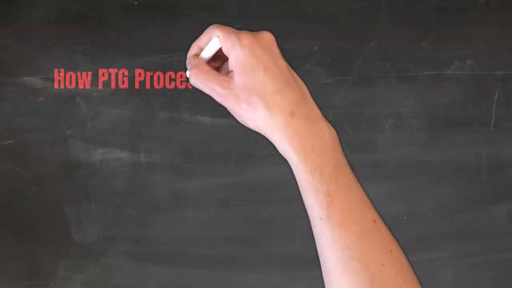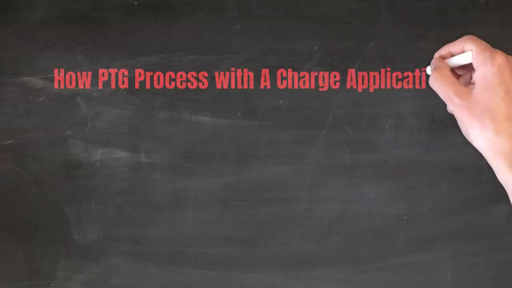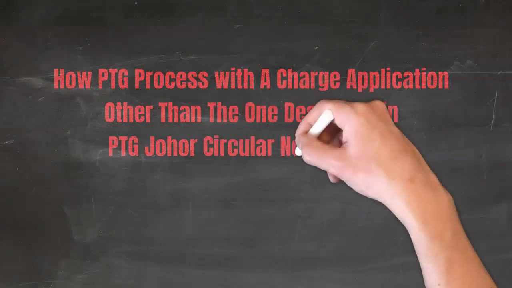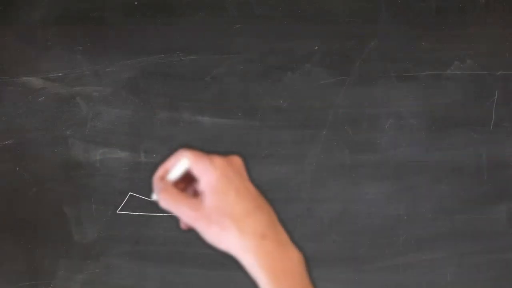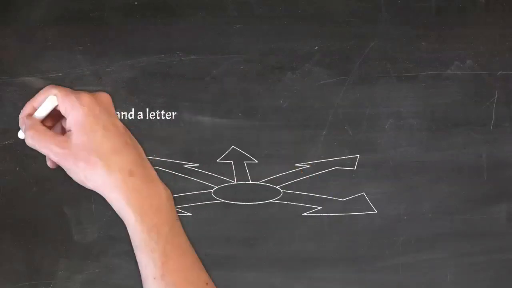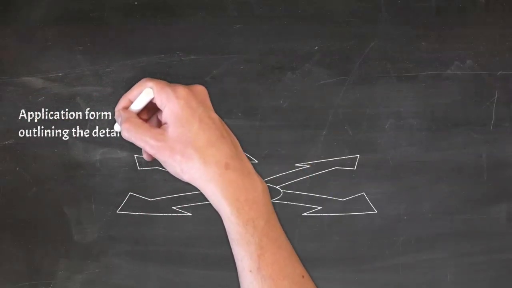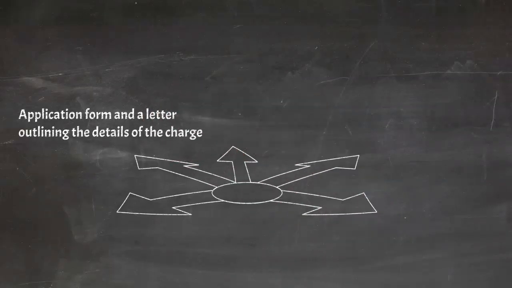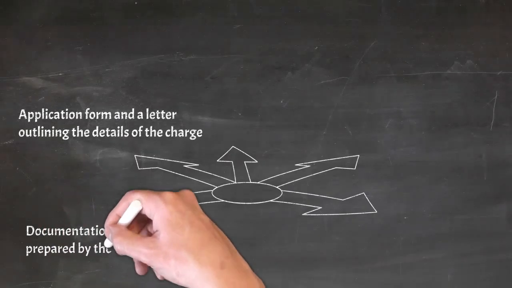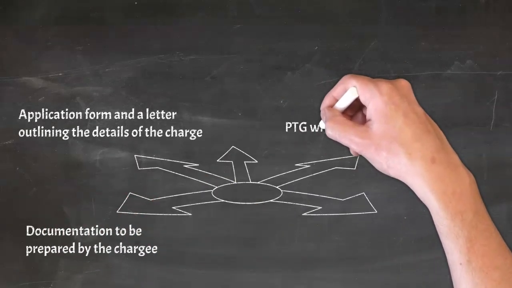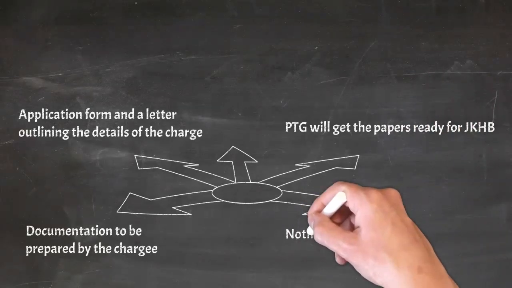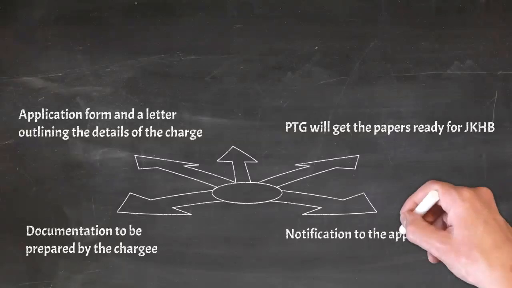But what if a charge application is received other than the ones described in PTG Johor Circular Number 10/1986? How does PTG process it? Number 1, an application form, a letter outlining the details and documentation is prepared by the chargee and submitted to PTG Johor. Then, PTG will get the papers ready to be presented to Jawatan Kuasa Hasil Bumi. Once it is approved, then only will the applicant be notified and only then can the charge be presented to PTG Johor.